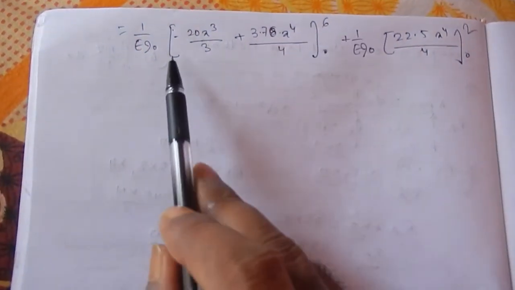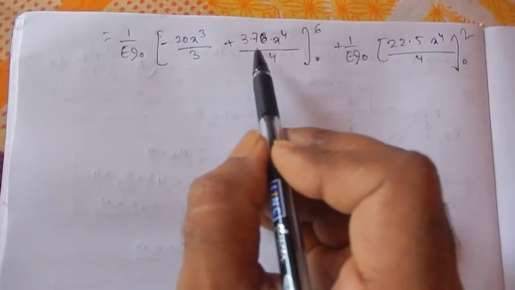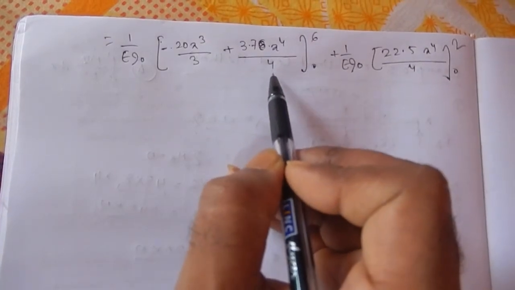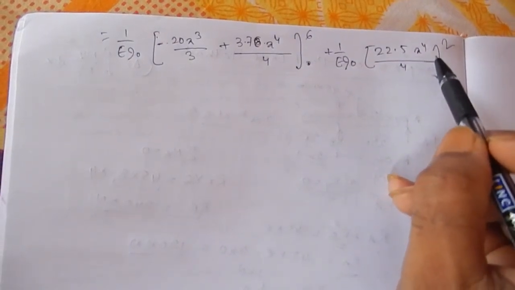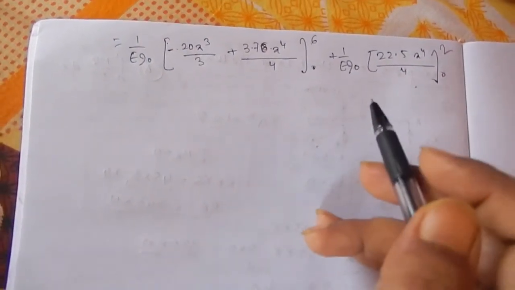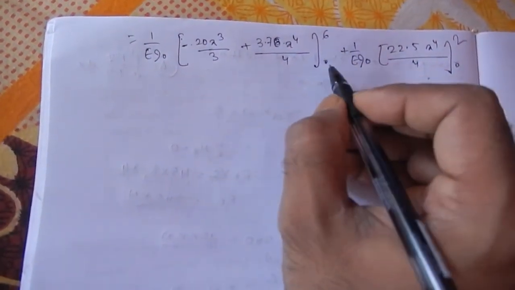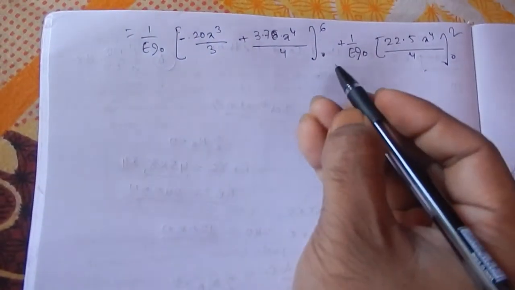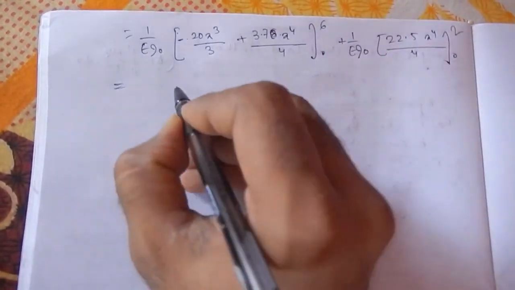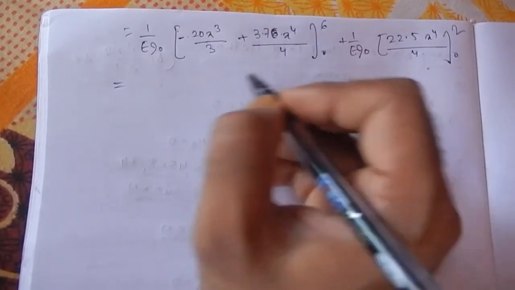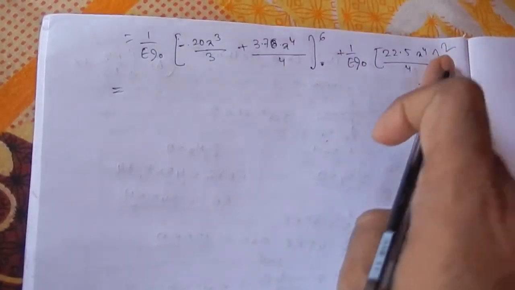Now if you simply integrate, you will be having this value, that is minus 20x cube by 3 plus 3.7 x to the power 4 by 4, and the limit is 0 to 6, and this part 22.5 x to the power 4 divided by 4, limit is 0 to 2, right? Now you just need to put the values of x over there. Obviously the lower limit is 0, so this will not have any effect. So you just have to put the value of 6. If you put the value of 6 over there, and there, the value is equals to 2.